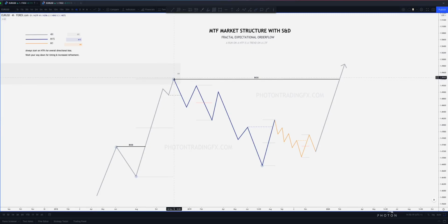So at this point, we've got our change of character, we're initiating the pullback. We can think we can target down to discount. That's pretty much all the things we've looked at so far. But what is another tool that we can use to potentially anticipate how far price may want to pull back?